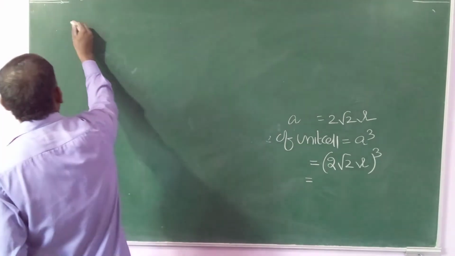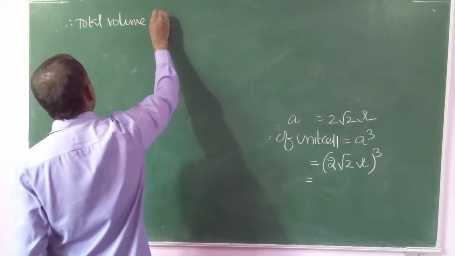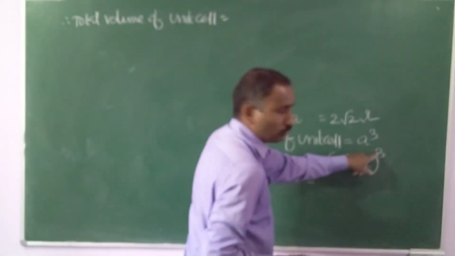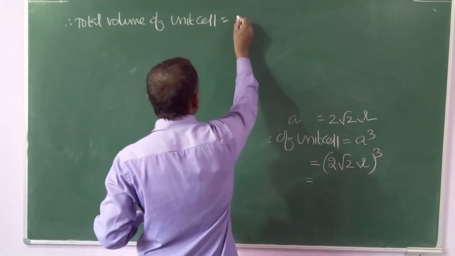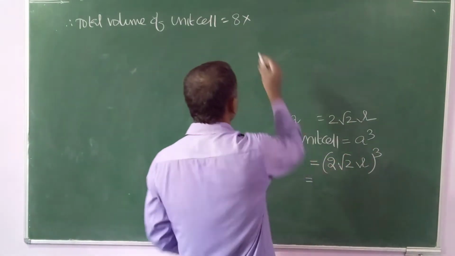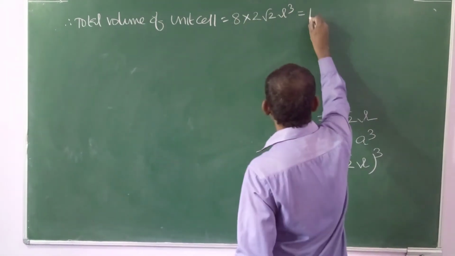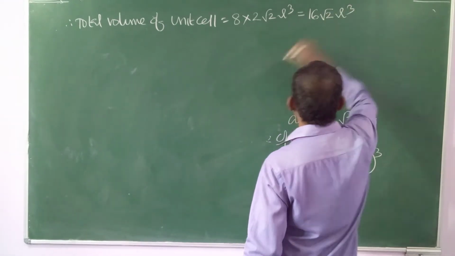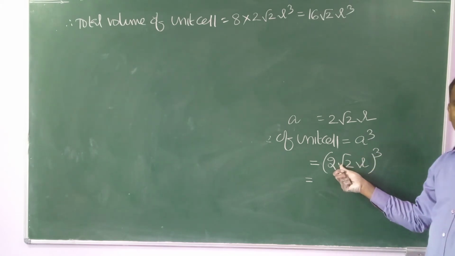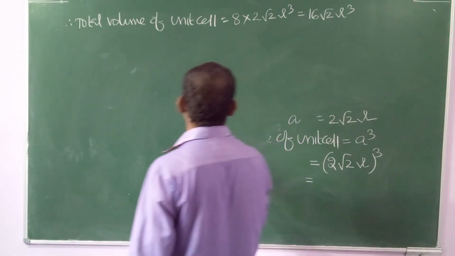Therefore here I am writing total volume of unit cell equal to 2 cube, 2 into 2 into 2, 8, into root 2 whole cube, root 2 into root 2 is 2, 2 root 2, R cube. That equals 8 into 2, 16 root 2 R cube. This is total volume of unit cell.